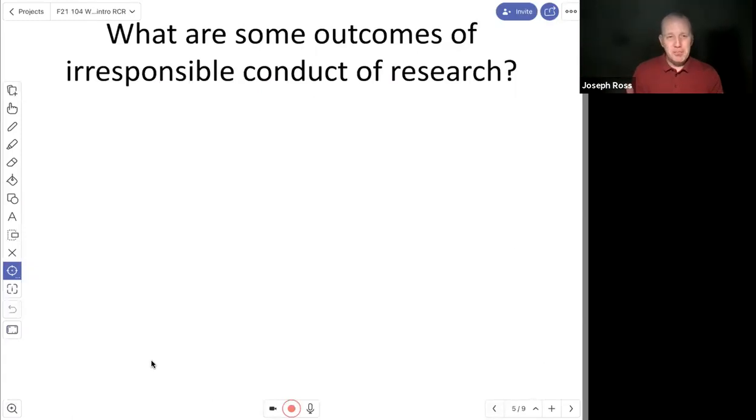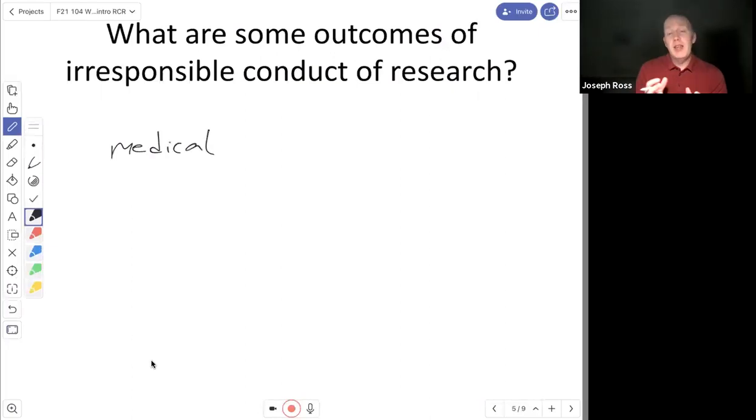And welcome back. So again, we could brainstorm if we were live, but we're not. You've brainstormed on our Google Doc. So what are some outcomes of irresponsible conduct of research? Well, there are many. So one thing is there could be medical consequences. What if somebody is conducting a research project on the efficacy of a drug and they fake data? And that drug gets approved and people take it and people have negative health consequences, maybe even die because that drug was approved on fake data. That would be a serious outcome of irresponsible conduct of research.